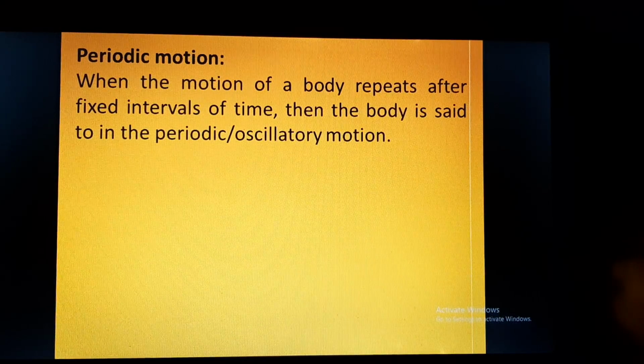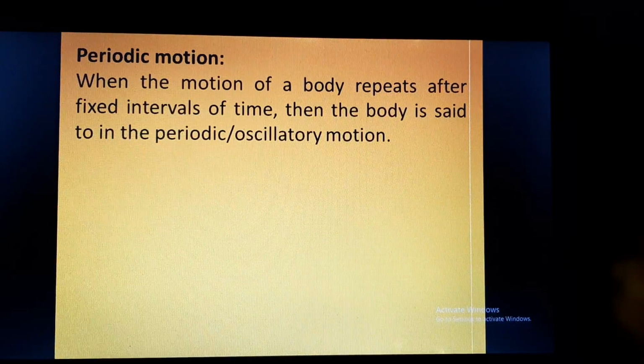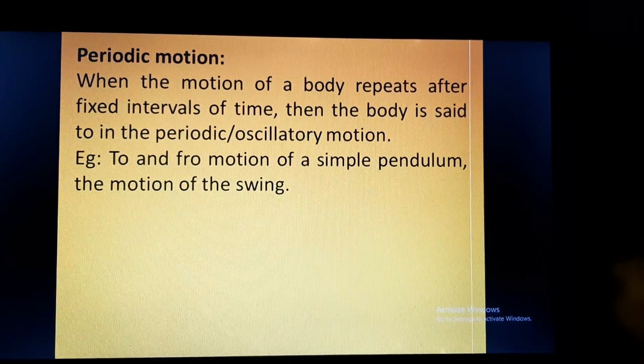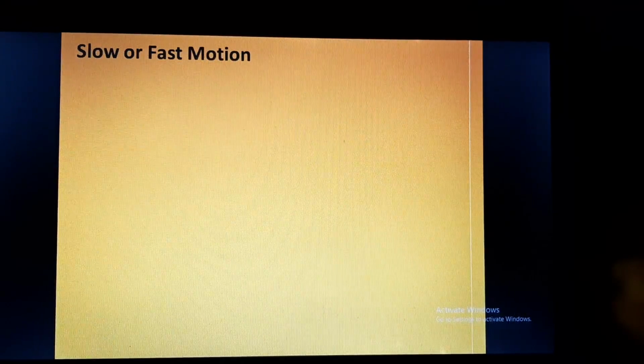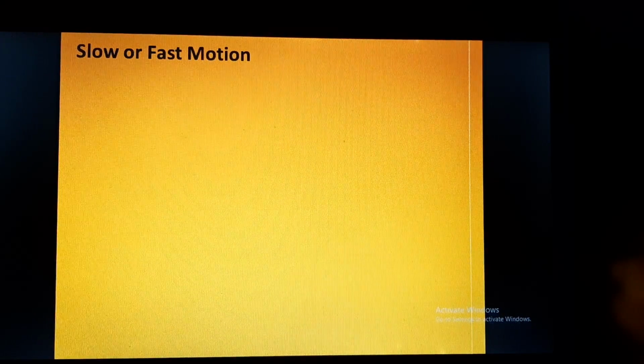Periodic motion: when the motion of a body repeats after a fixed interval of time, the body is said to be in periodic or oscillatory motion. For example, the to and fro motion of a simple pendulum and the motion of a swing are all examples of periodic motion.